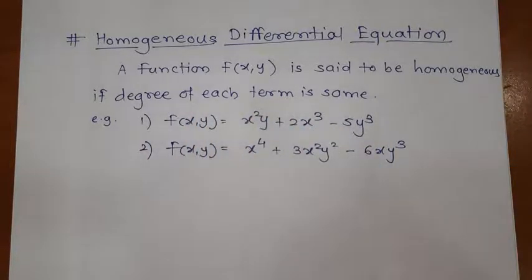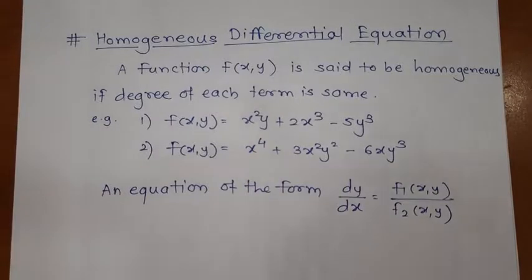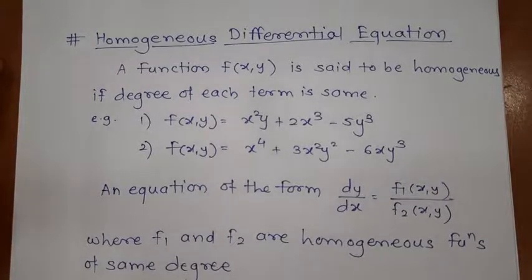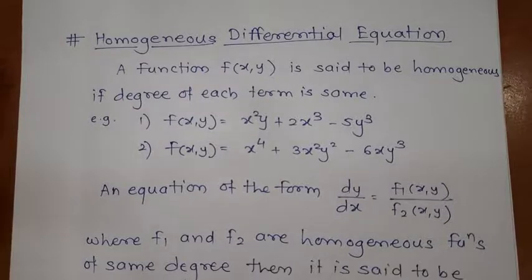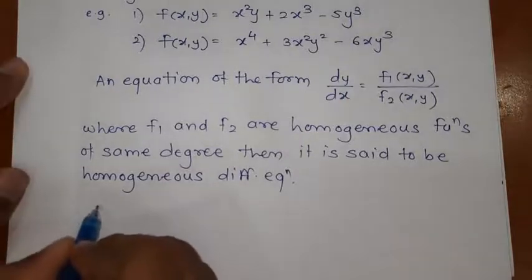Now let us see what a homogeneous differential equation is. An equation of the form dy by dx is equal to f1 of x, y upon f2 of x, y, where f1 and f2 are homogeneous functions of the same degree, is said to be a homogeneous differential equation. Let us see one example.